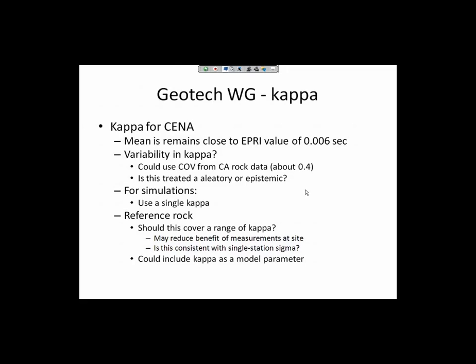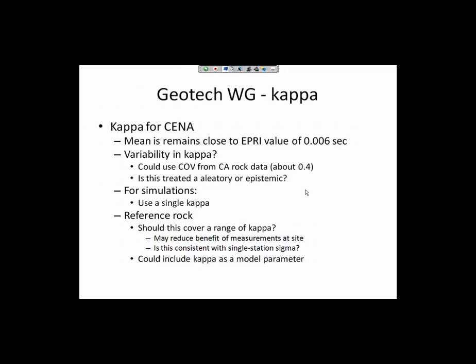For our simulations, when we go out to finite fault simulations and really computationally extensive ones, we'll need to use a single Kappa just to keep life easy. All the point source runs, we can deal with suites of Kappa and look at what the impact is going to be. But we're back to reference rock. We said we wanted a suite of shear wave velocities to be captured in our reference rock. That was one of our summaries this morning. Should a range of Kappas also be there?